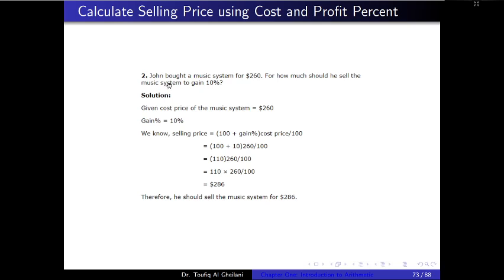Here is another example. John bought a music system for $260. For how much should he sell the music system to gain 10%? Given the cost price of the music system is $260 and the gain percent is 10%, we apply the formula. Selling price will be (100 plus the gain percent 10) times the cost price 260, divided by 100. So 100 plus 10 is 110, times 260. This will give us $286.